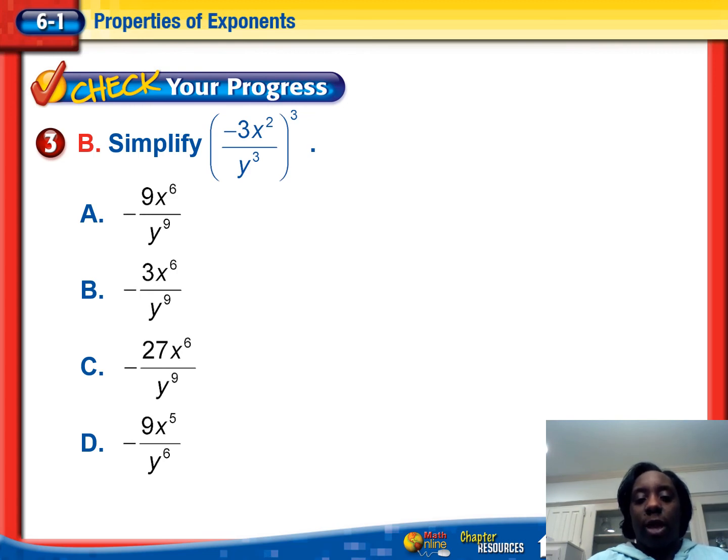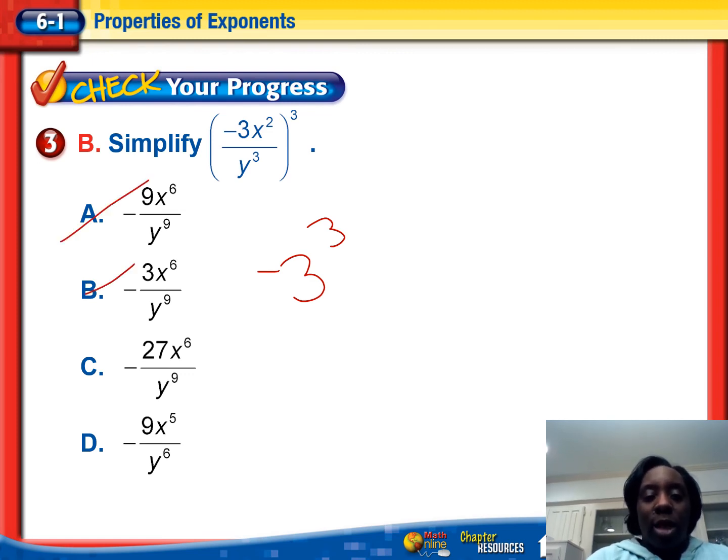All right. And we have one last problem. We have to give a third to everything. So we can get the answer right just by figuring out the negative 3 by itself. If the negative 3 has to take the third, that's negative 3 times negative 3 times negative 3, negative 27. Nobody else has negative 27, so I'm done with that. Now let's make sure the x's and the y's are right. Well, x to the second would be x to the second three times, or 2 times 3, which is 6. Check. Y to the third, three times, so 3 times 3 is 9. And hence you do have your answer, that is C.